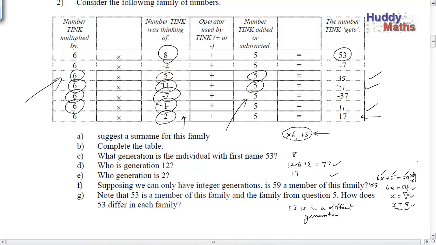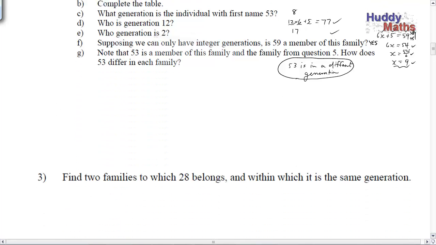Note that 53 is a member of the family and also the family from an earlier question. How does 53 differ? Well, 53 is in a different generation. You need a different Tink number to work on to get the same first name, the same family member. Okay, you're starting to get the hang of this, spotting things that are the same and things that are different amongst family members. Come on down, let's do a bit more.